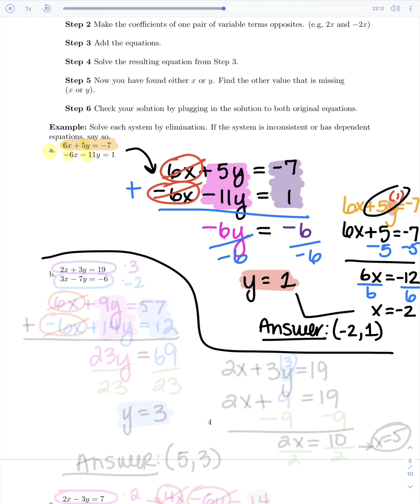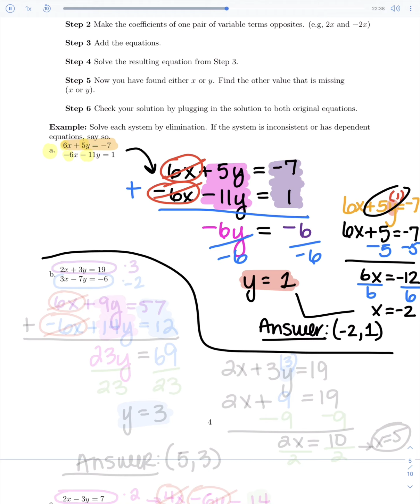Well, I need to pick out a variable that I want to eliminate. Let's choose x just for simplicity. So the question is, what number can I turn both x's into? Well, I have a 2x and a 3x. I can turn them both into 6x's. But remember, with elimination, one needs to be a positive and one needs to be a negative so that when I add them, they'll cancel out or eliminate.